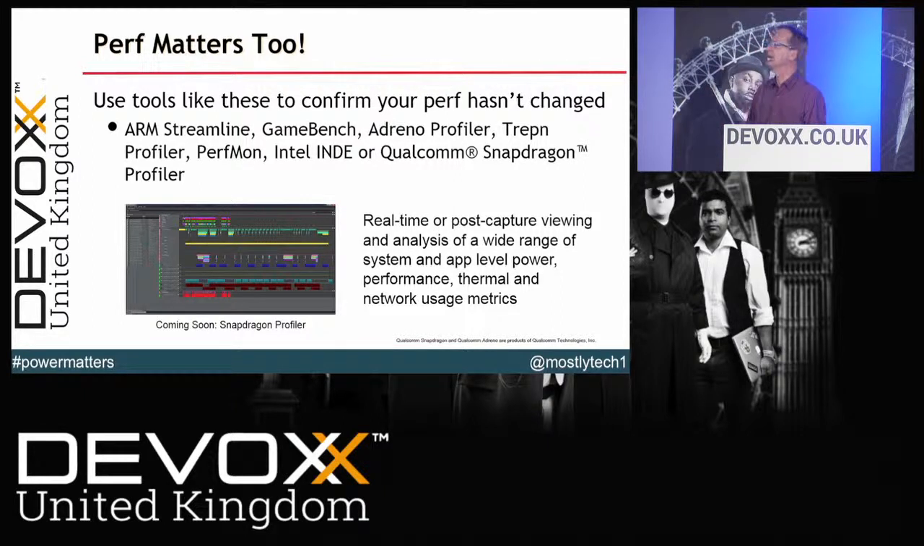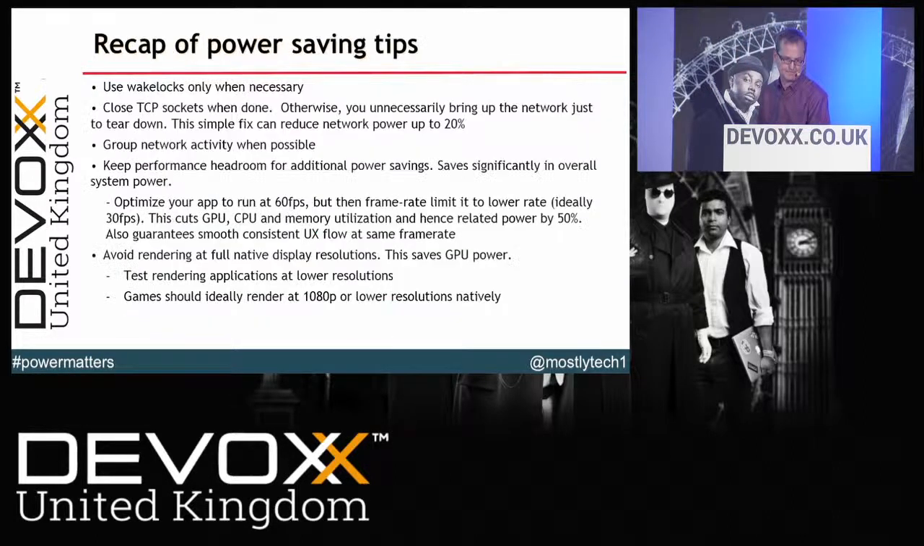It's no good to save power if you're going to affect your performance. So you want to run software. There's a lot of good tools out there. ARM Streamline, Intel has an suite of tools. GameBench is one of my favorites. It will show your frames per second, which is a great indication whether you're affecting the performance. So as you're trying these different techniques we've talked about, you want to make sure that your performance hasn't dropped. In most cases, it won't.